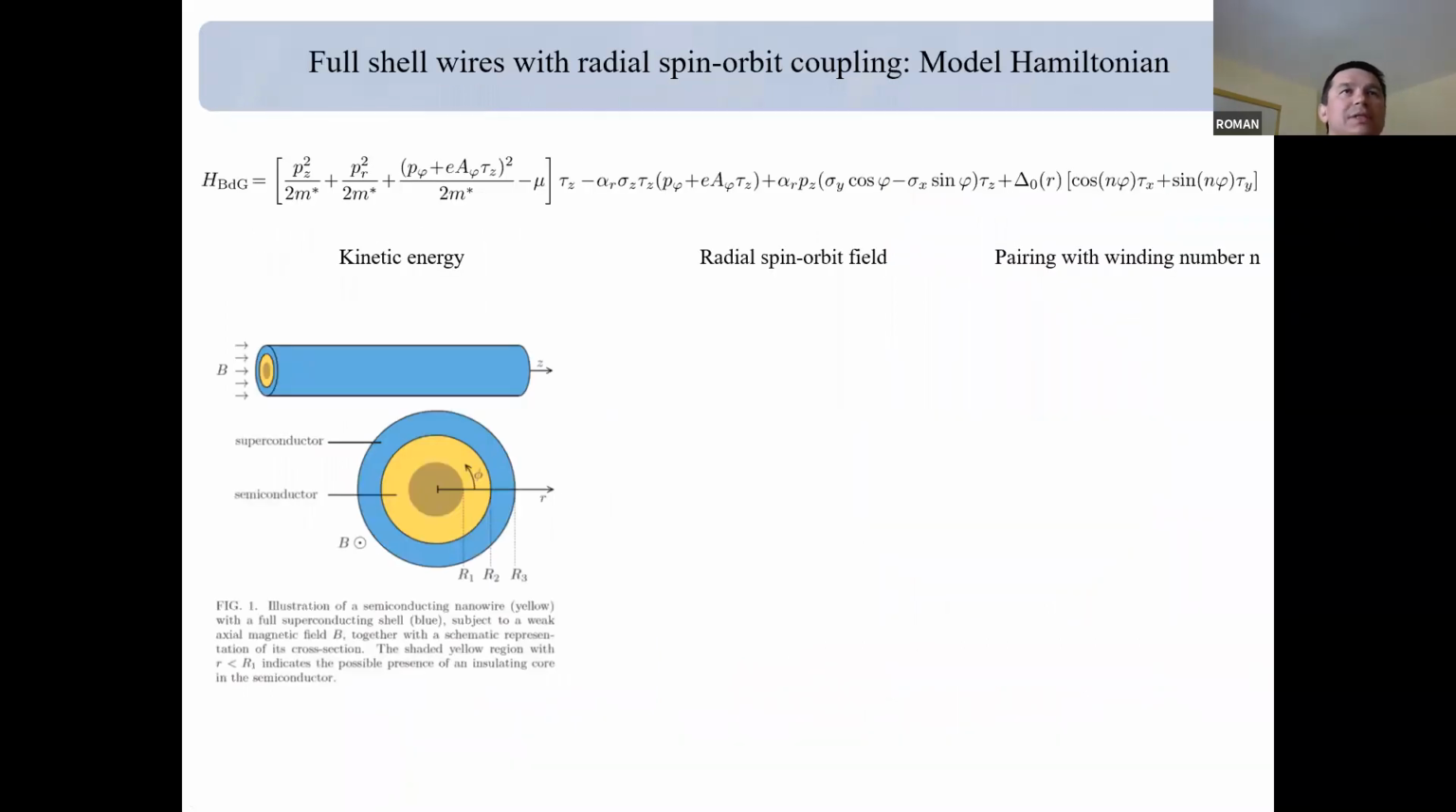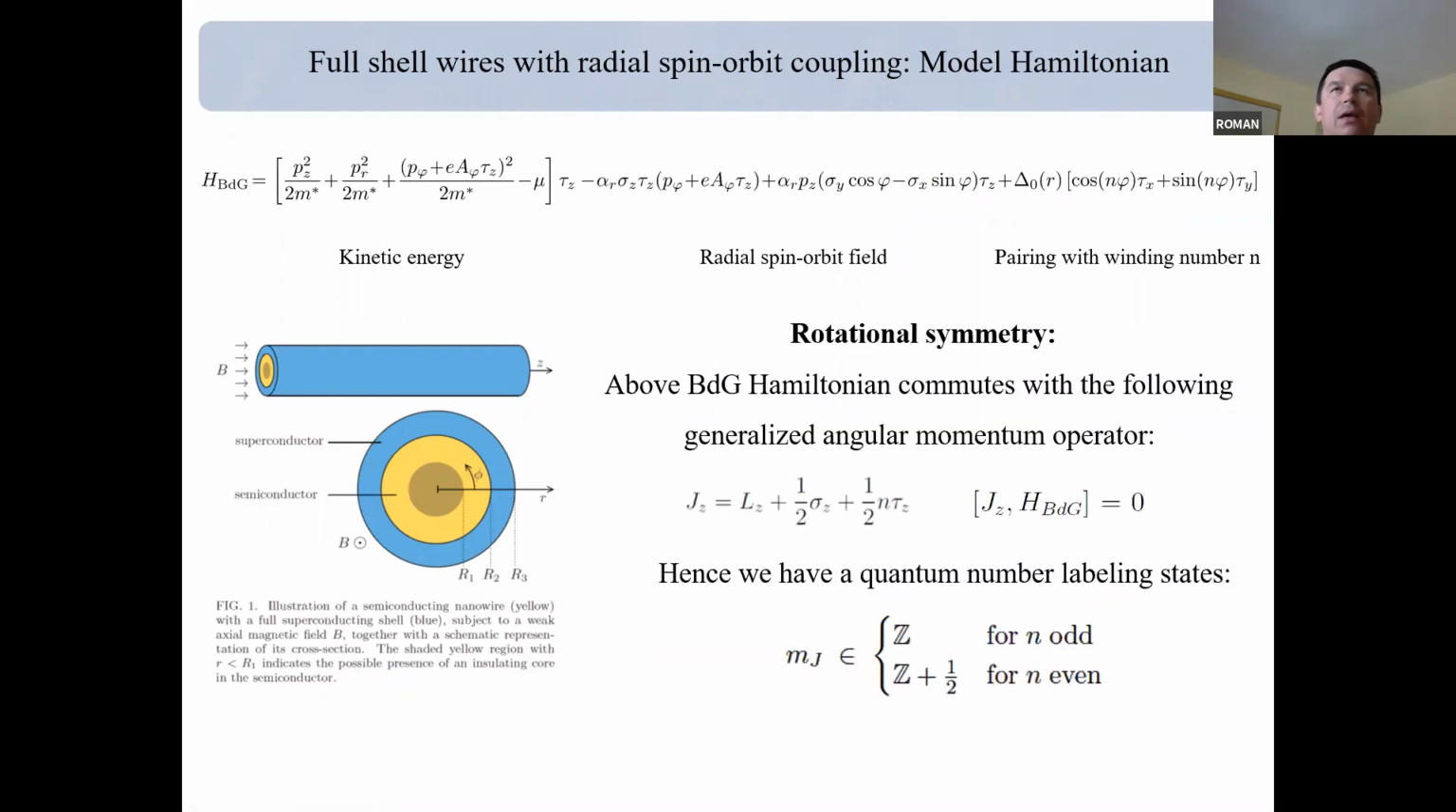So using the cylindrical symmetry, one can expand this Hamiltonian in cylindrical coordinates. So here's the kinetic energy, spin-orbit coupling, and again, the pairing term. n is the winding number. Alpha is the strength of spin-orbit coupling. So this Hamiltonian looks pretty messy, but there is one observation that simplifies the problem a lot.